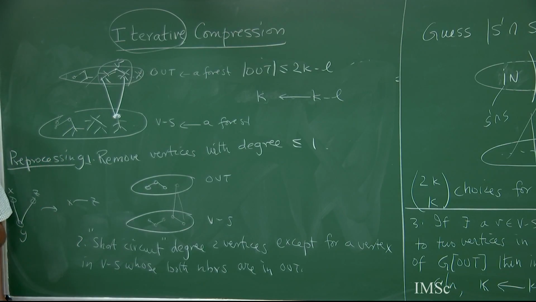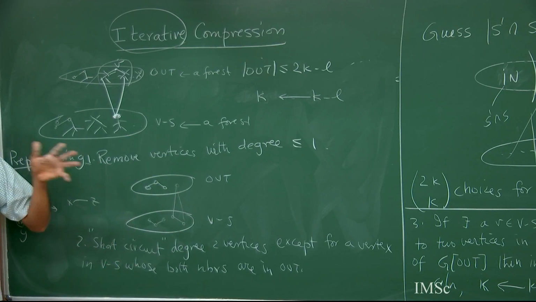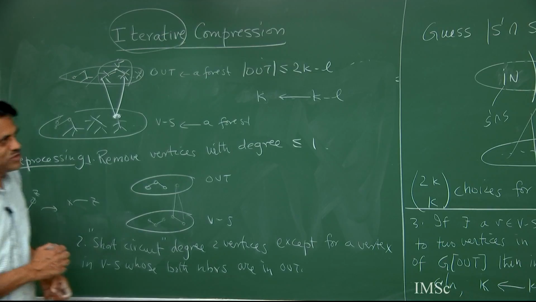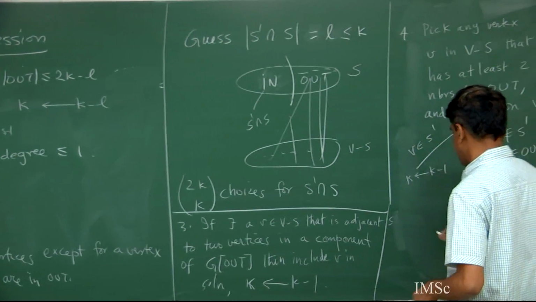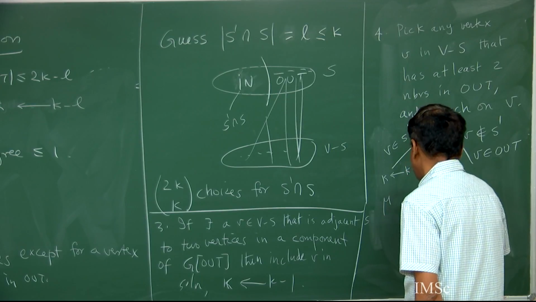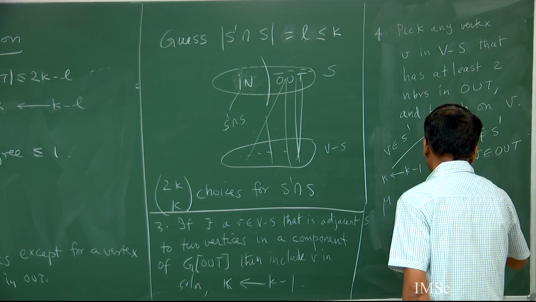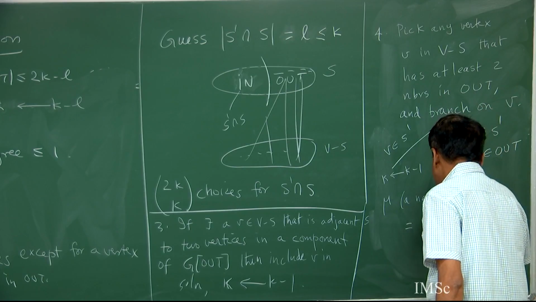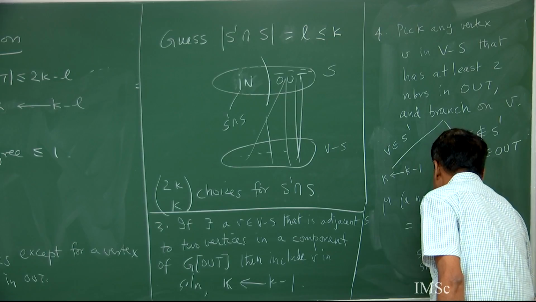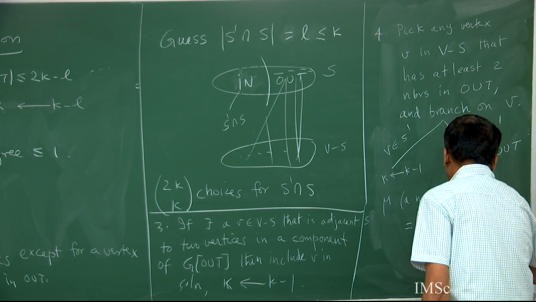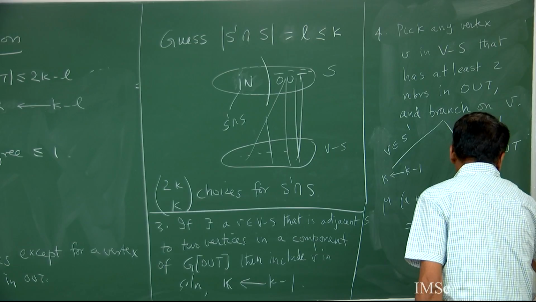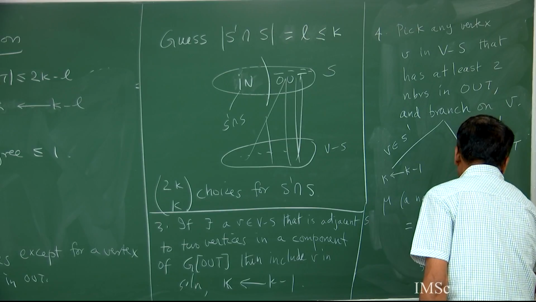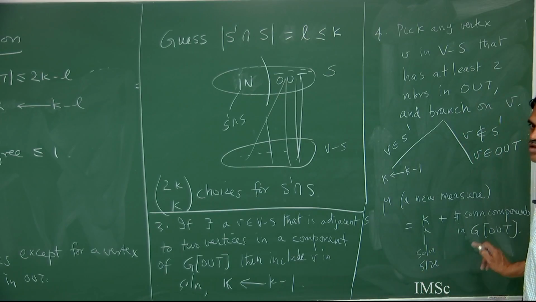Okay. So, now something comes down. K does not come down, something else comes down. So, let me change my measure now of the depth of this search tree. I am going to use a new measure. Let us call it mu, which is a new measure for branching, as K, my solution size, this is the budget for solution size, plus the number of connected components in the induced subgraph on out vertices. Suppose I write that as my measure mu.